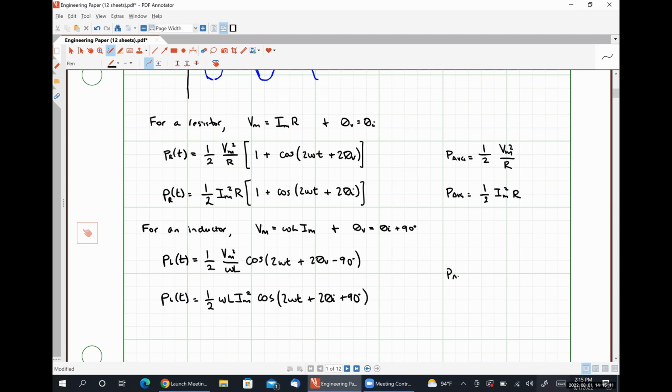Average power is simply 0. This is actually a pretty interesting result, because what it means is that in a steady state sinusoidal circuit, exactly half of the time an inductor is absorbing power, and exactly half of the time the inductor is supplying power back to the remainder of the circuit. We are going to see this show up again when we talk about complex power tomorrow.